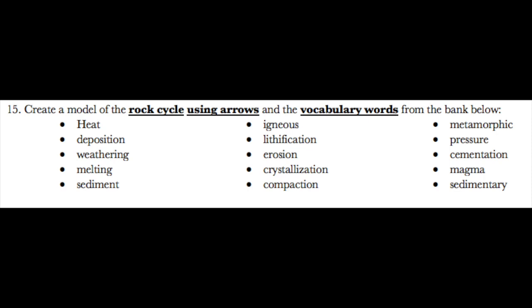Number 15. Create a model of the rock cycle using arrows and the vocabulary words from the bank below. Heat, deposition, weathering, melting, sediment, igneous, lithification, erosion, crystallization, compaction, metamorphic, pressure, cementation, magma, and sedimentary.